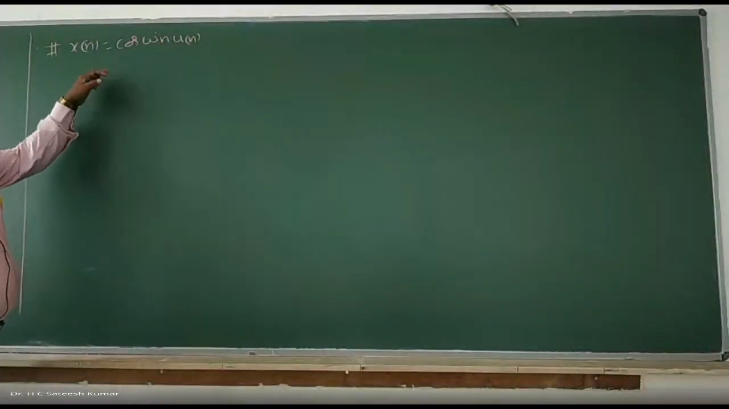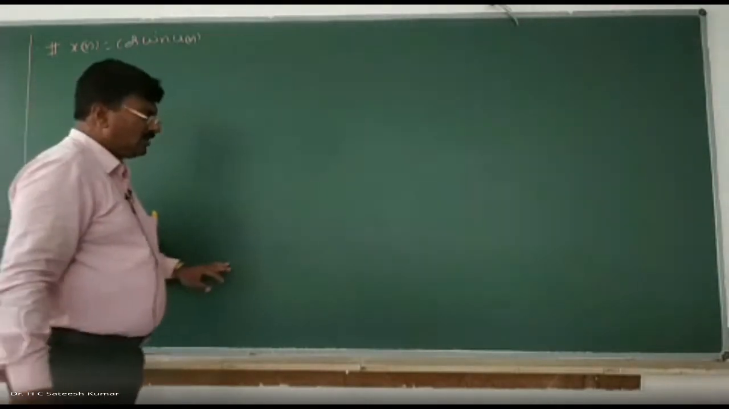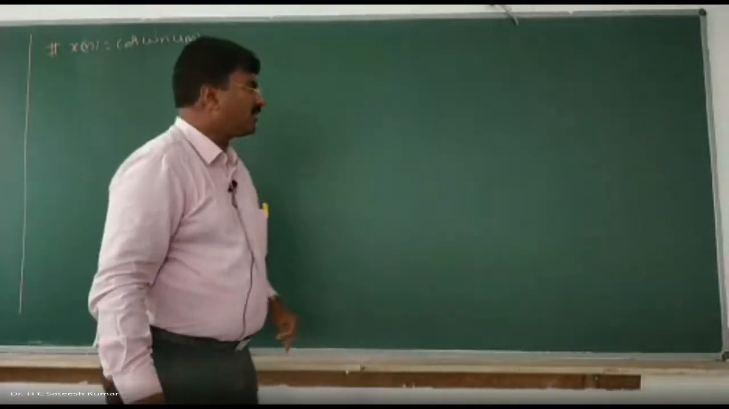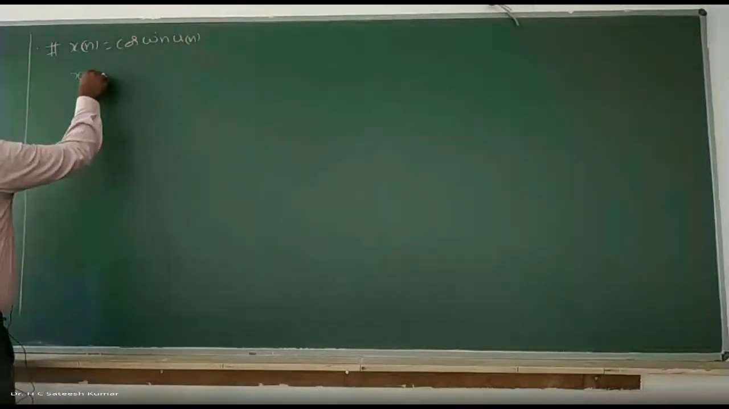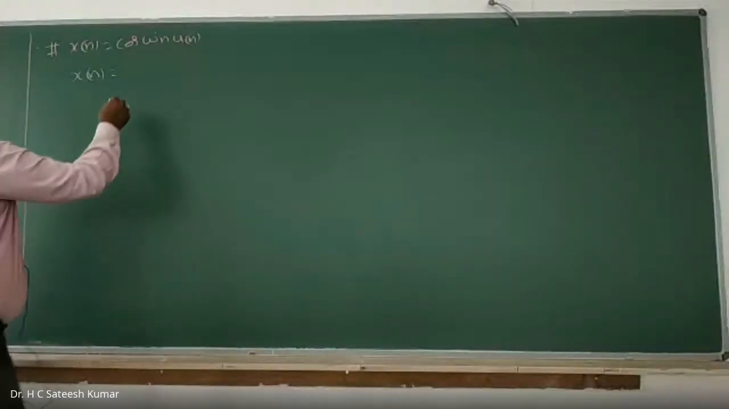So another important problem we have seen in the examination: x of n is equal to cos of omega n into u of n. Later on, I am going to use this as a standard relation. Okay. So this question is: find the z transformation of cos omega n into u of n.